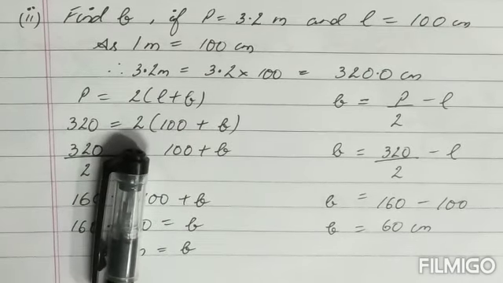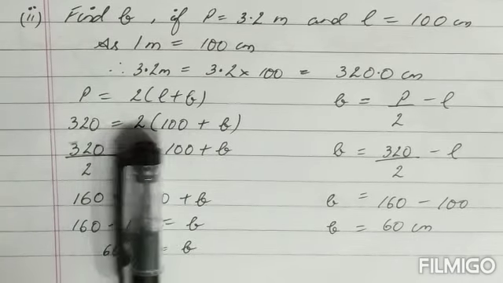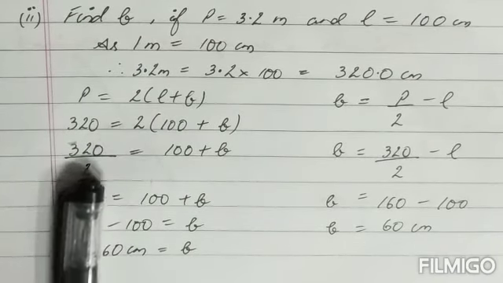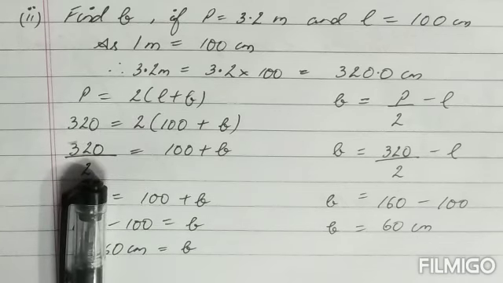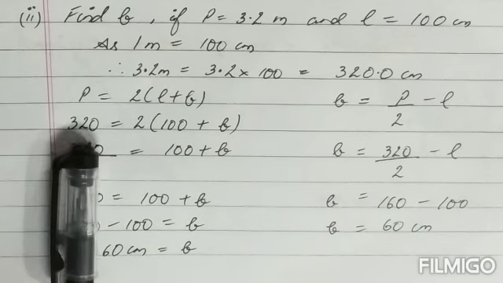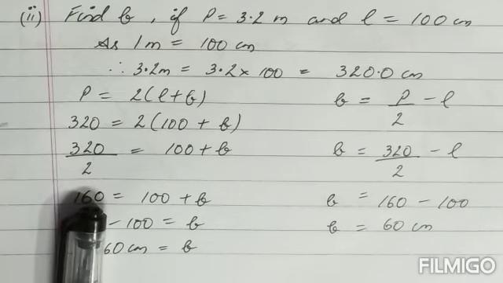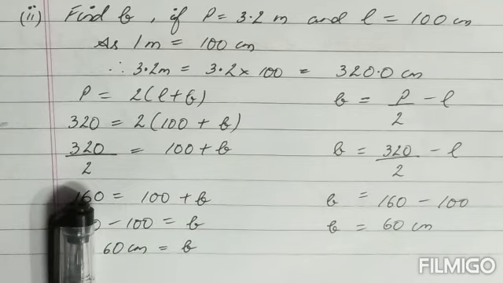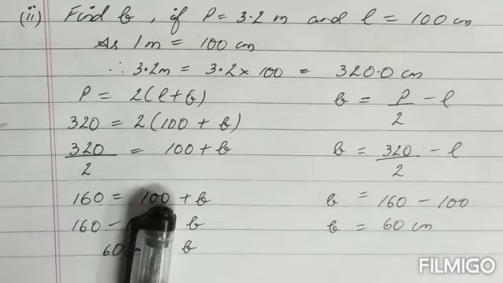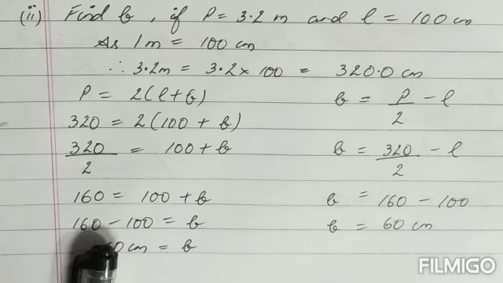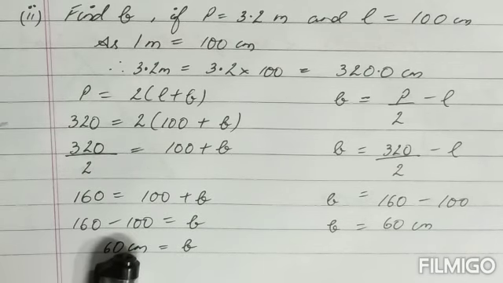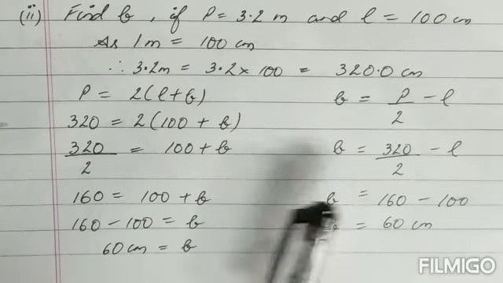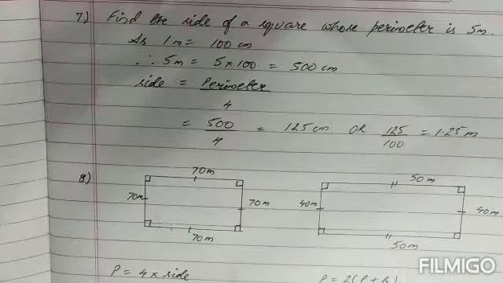Right, now this is another method, children. If you don't want to multiply this 2 with the terms inside, one method is you bring this 2 on the other side. Now this is in multiplication, so it will come on the other side as division. 320 divided by 2. So divide it, you get 160 is equal to 100 plus B. Now this 100 has to come on the other side so that we get the value of B. This plus 100 comes on the other side as minus 100. So again B is equal to 60 centimeters. Now these are 2 methods of doing the question, children. Any one of the methods can be taken up.